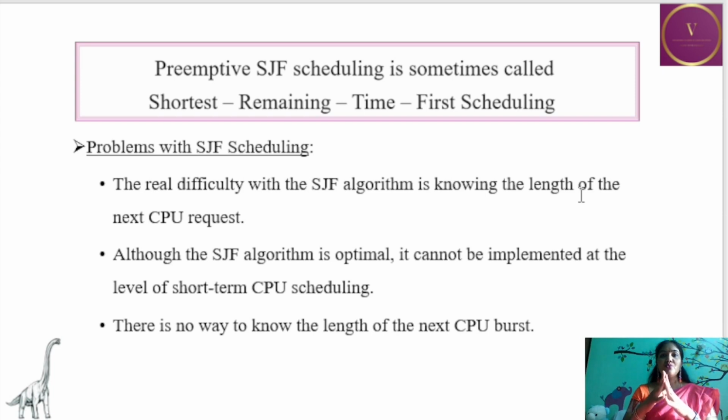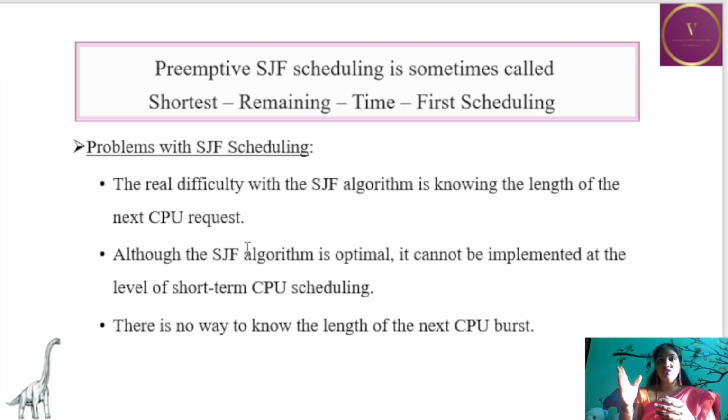Okay. Now that we understood it is better than FCFS scheduling, does SJF have problems? Yes, of course it has a few disadvantages. Let's see that. We are going to see the problems with SJF scheduling. So what are the problems with SJF scheduling? The real difficulty with the SJF scheduling algorithm is knowing the length of the next CPU request, knowing the length of the next CPU burst.